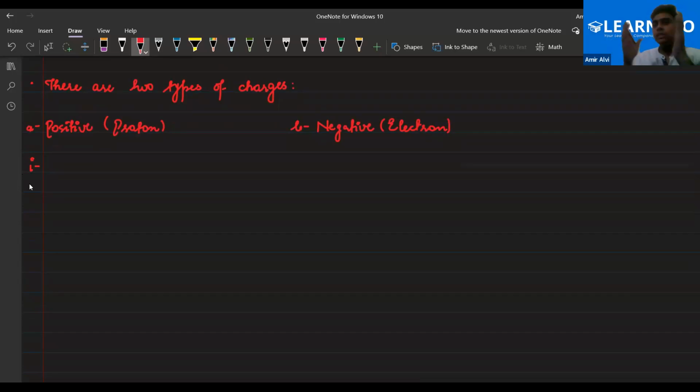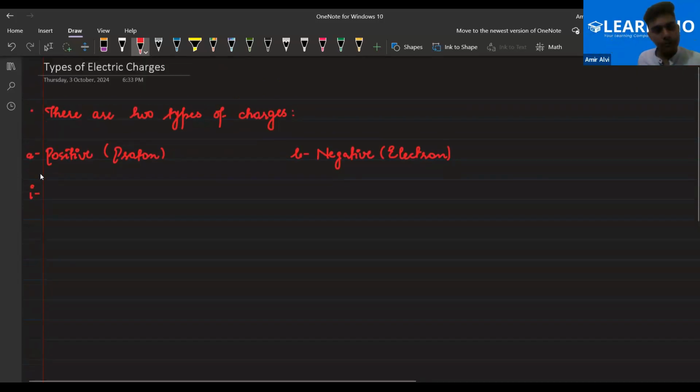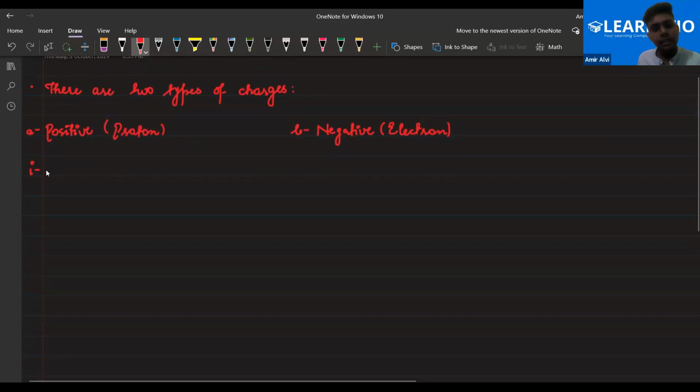Opposite means the signs of the charges are opposite, like one is positive and the other one is negative. If you place these two charges together, they will attract each other. Okay, that's great. And first, let's write the same charges, and I'll explain why.